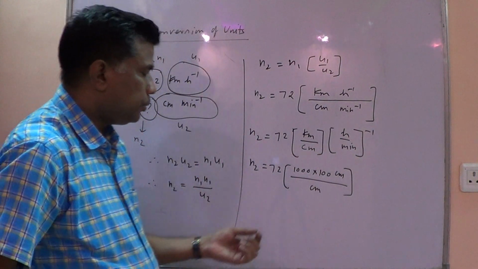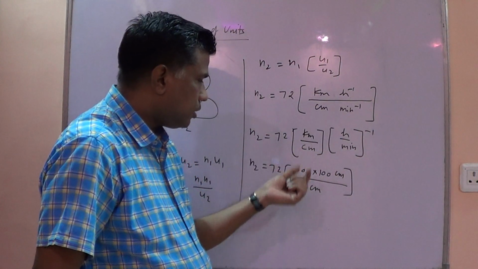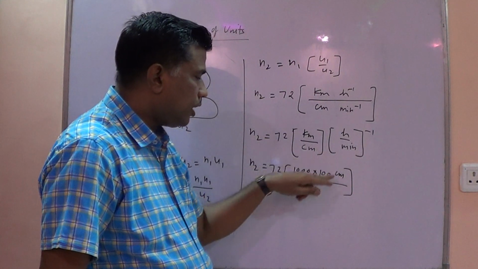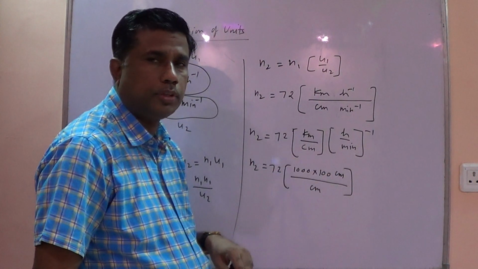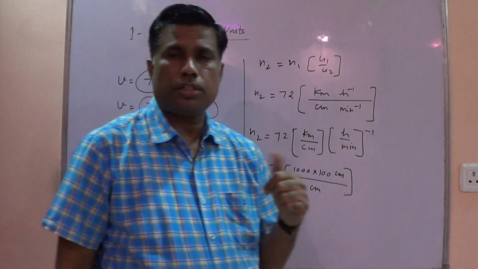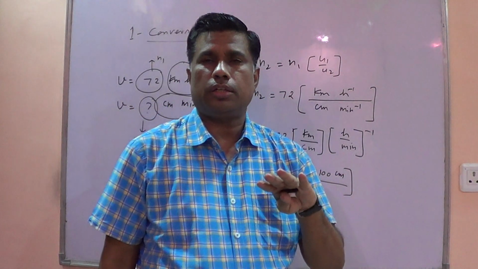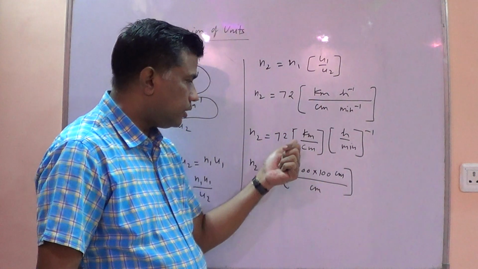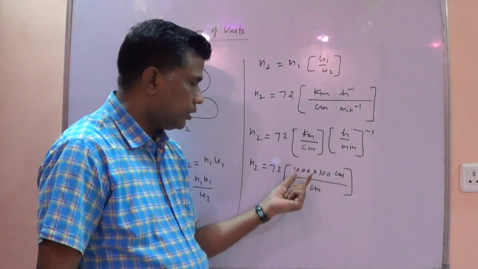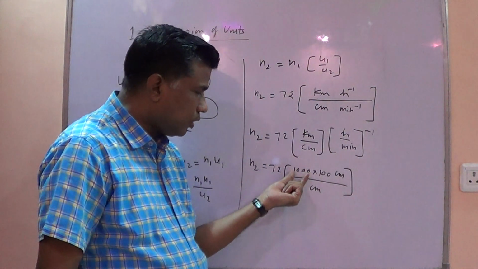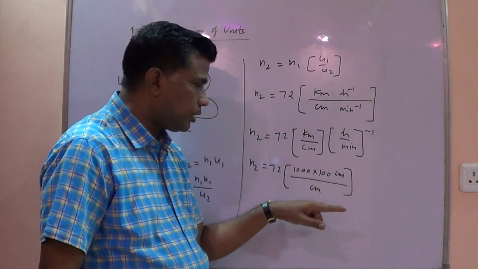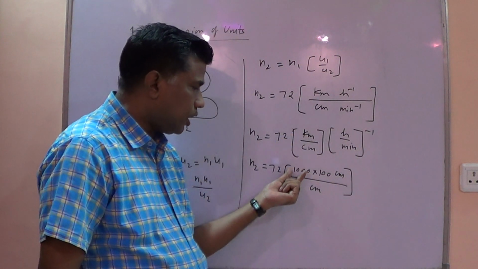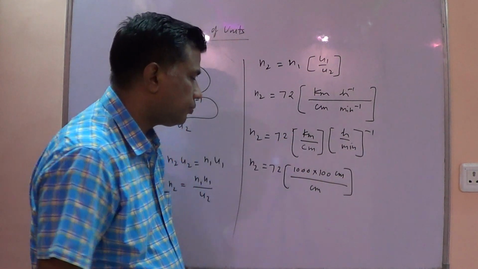So we have to arrange these units such that the unit of numerator and denominator becomes equal. And students, you know it is easier to convert a bigger unit into a smaller unit. So I just converted this kilometer into centimeter. 1 kilometer is 1000 meter, and in 1 meter there are 100 centimeter. So total centimeter in 1 kilometer will be 1000 into 100 centimeter.